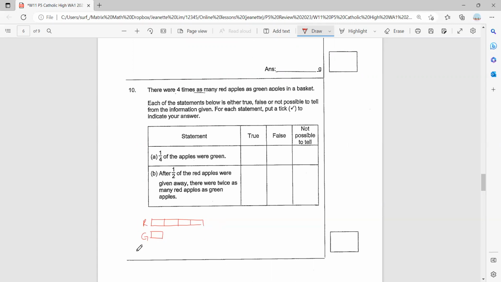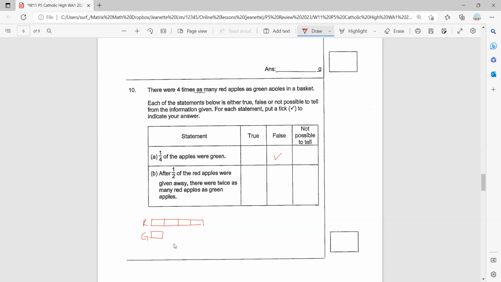Is it true? No. Because there are 5 units, so it's supposed to be 1 out of 5. So it's false. Don't be tricked. If you draw it out, it's easier to see.